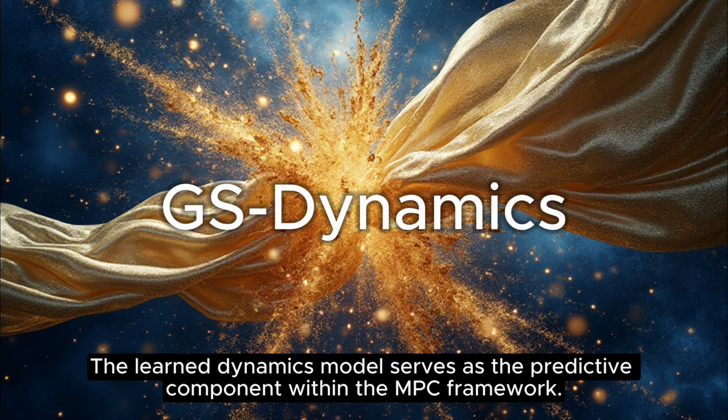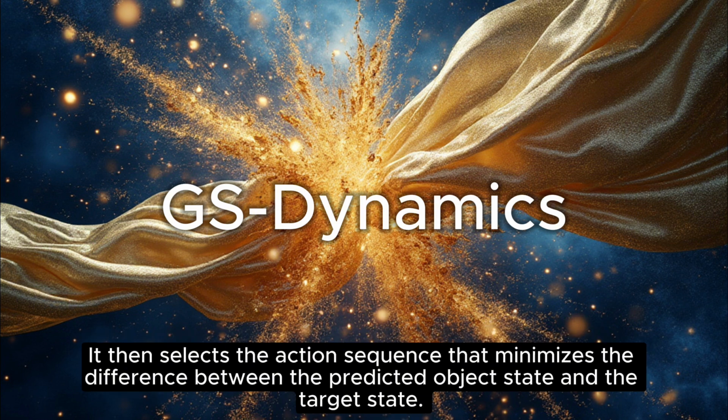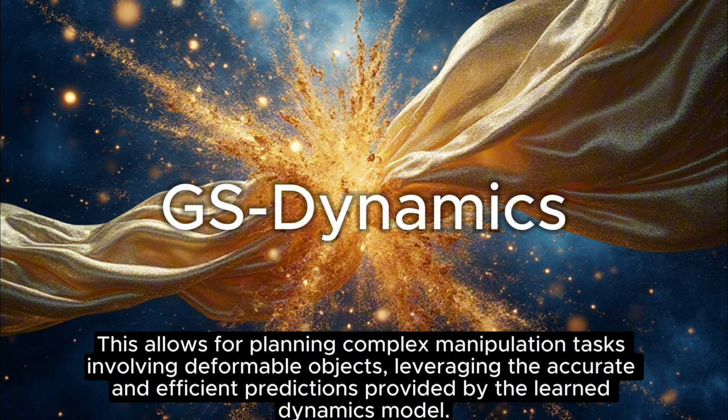The learned dynamics model serves as the predictive component within the MBC framework. Given a desired target configuration, the MBC algorithm iteratively predicts the object's future states under different potential robot actions using the learned dynamics model. It then selects the action sequence that minimizes the difference between the predicted object state and the target state. This allows for planning complex manipulation tasks involving deformable objects, leveraging the accurate and efficient predictions provided by the learned dynamics model.